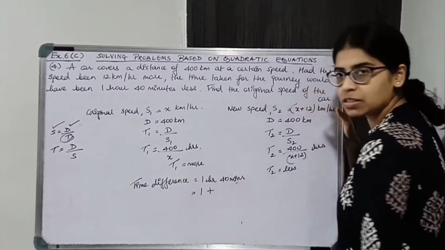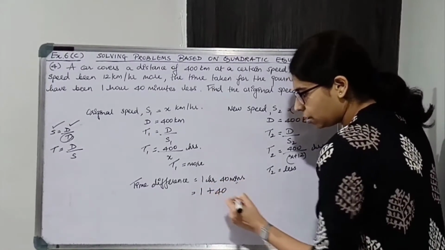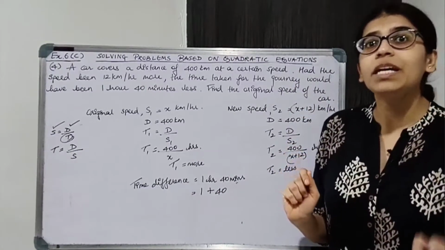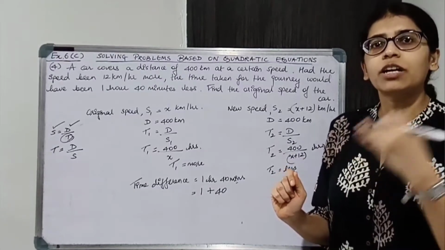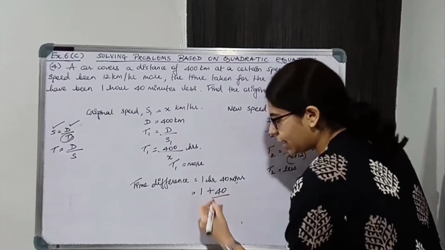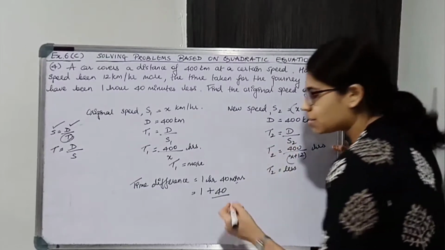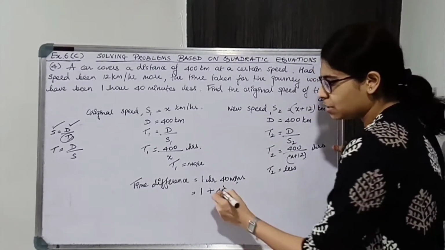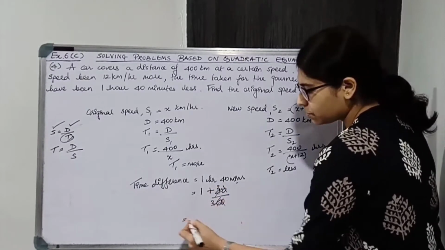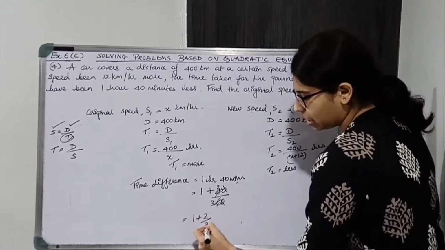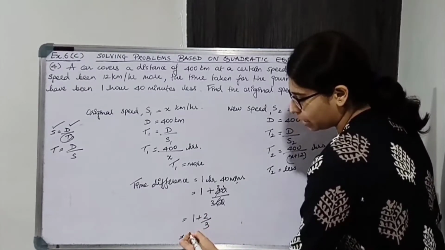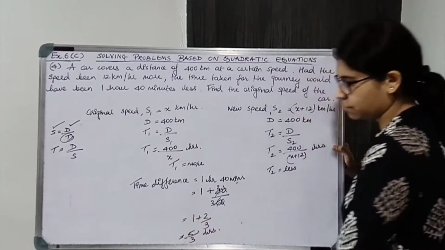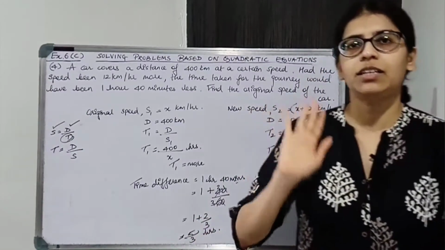Plus 40 minutes, so 40 into, and divided. Minutes is smaller, hour is bigger. Smaller to bigger, you will divide. How many minutes make 1 hour? 60 minutes. All right, so the zeros get cancelled, 2 twos are 4, 2 threes are 6. So we get 1 plus 2 by 3, that is nothing but 3 plus 2 by 3, 5 by 3 hours. So the time difference is 5 by 3 hours.